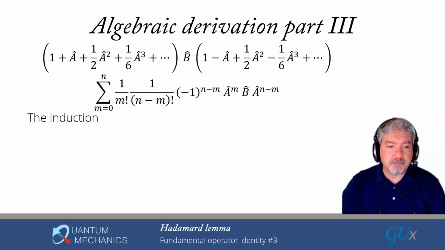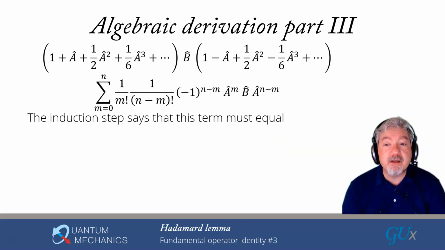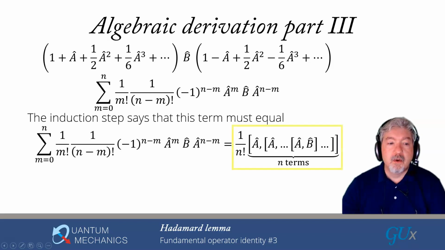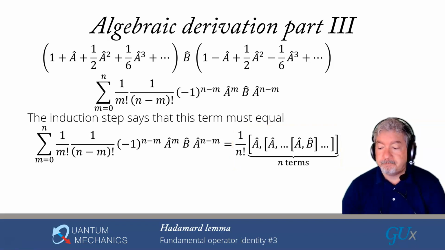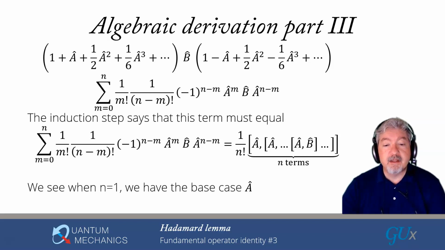Okay, now, the induction step says that that thing must equal 1 over n factorial times this n-fold nested commutator. And so that's what we need to prove. Now, let's take a look at n equals 1. When n equals 1, you see I have two terms in the sum. I have the term when m equals 0, and I have the term when m equals 1. And we've gone through this derivation before, and we find that the base case, when n equals 1, does indeed give us this commutator, because I get an ab minus a ba, and that's the commutator of a with b.